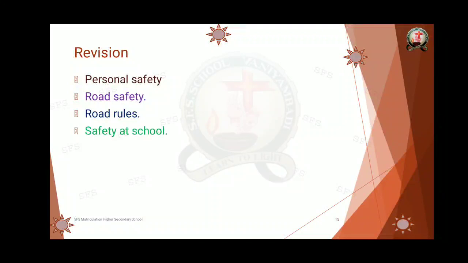Safety at school. While we are playing, many times we get injured. So while playing we should not violate the rules of the game, and we should not play with sharp tools like stones, pencils, pens and some other gadgets or other materials which you use to study. And we should not play rough games like fighting, running, chasing and other games like that. We should not throw stones at each other.